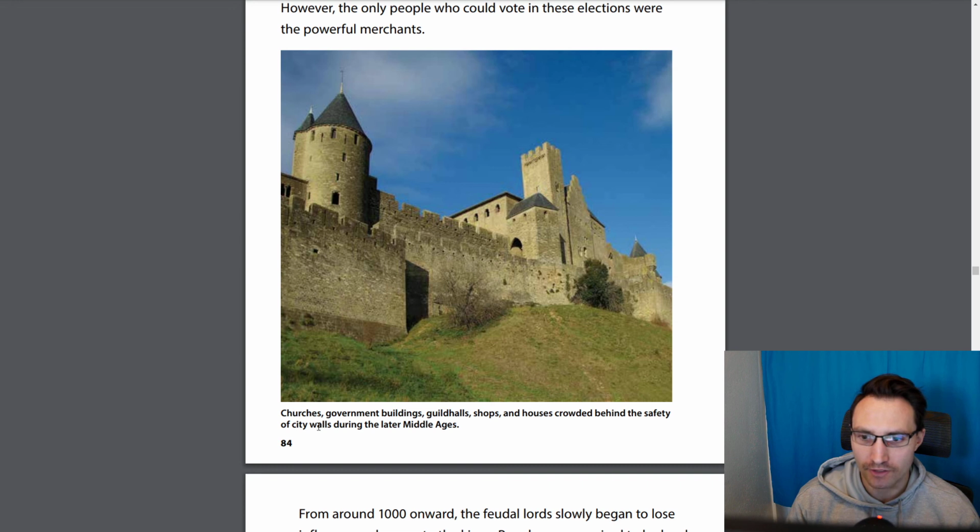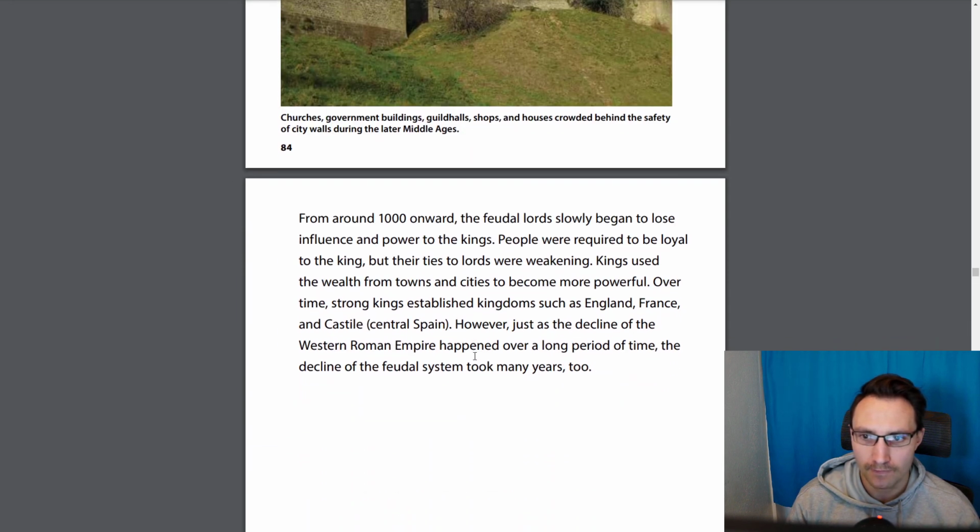This picture shows churches, government buildings, guild halls, shops, and houses crowded behind the safety of city walls during the Middle Ages. So remember, we learned about castles and how there's actually a city basically within the castle.